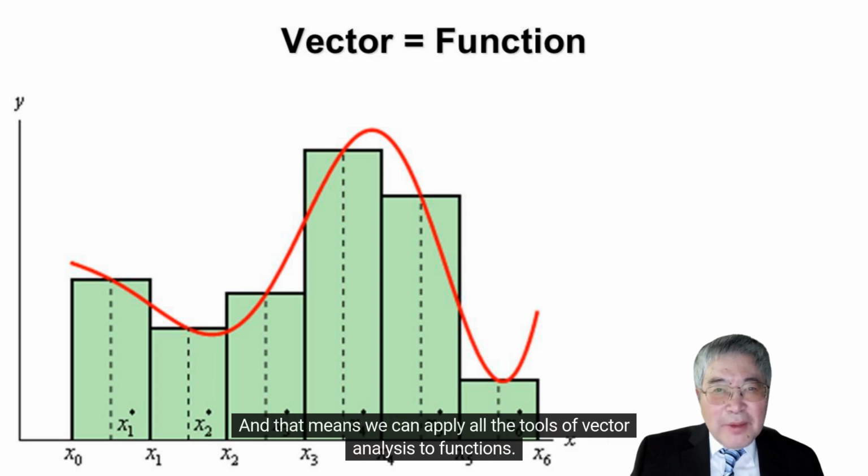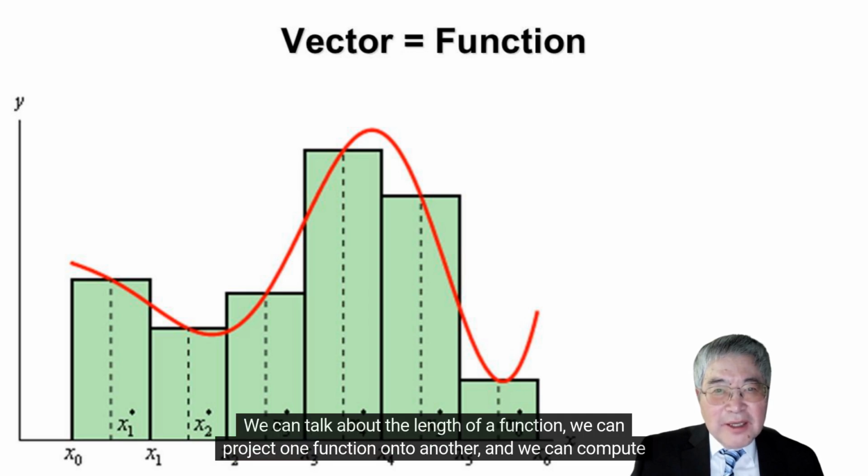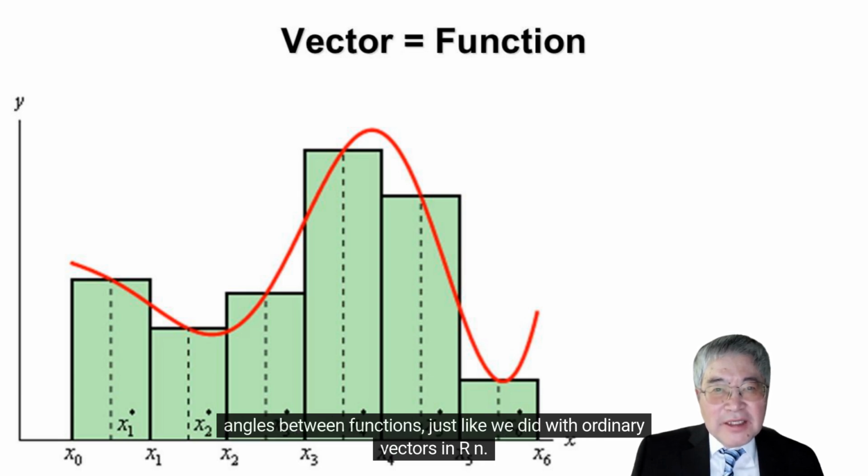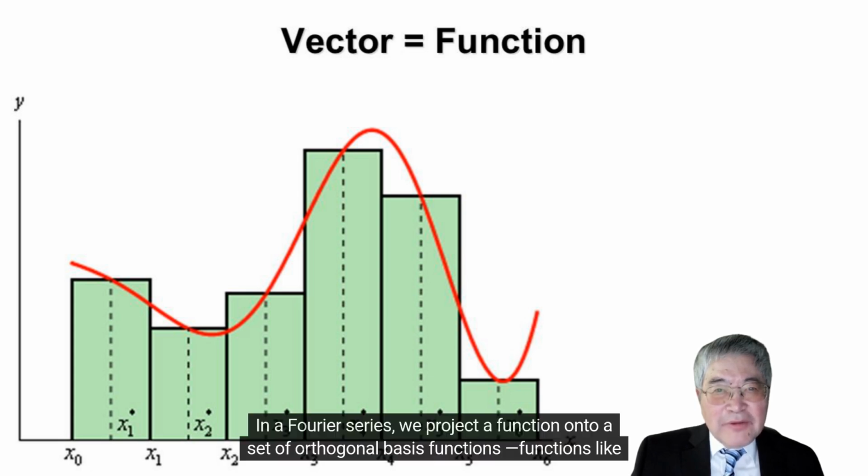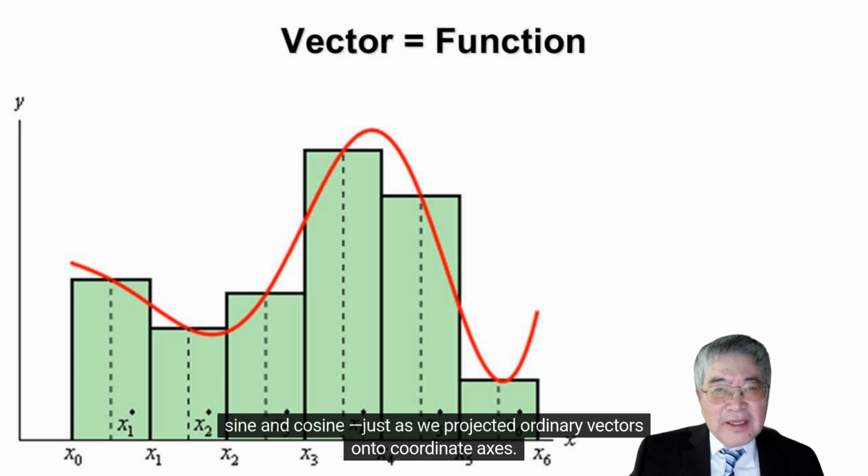And that means we can apply all the tools of vector analysis to functions. We can talk about the length of a function, we can project one function onto another, and we can compute angles between functions, just like we did with ordinary vectors in Rn. This insight is exactly what powers Fourier analysis. In a Fourier series, we project a function onto a set of orthogonal basis functions, functions like sine and cosine, just as we projected ordinary vectors onto coordinate axes.